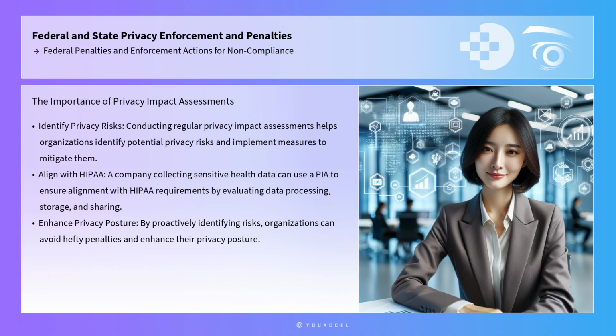A practical tool within this framework is conducting regular privacy impact assessments. PIAs help organizations identify potential privacy risks and implement measures to mitigate them before they become compliance issues. For instance, a company collecting sensitive health data could use a PIA to evaluate how data is processed, stored, and shared, ensuring alignment with HIPAA requirements. By proactively identifying risks, organizations can avoid hefty penalties and enhance their privacy posture.